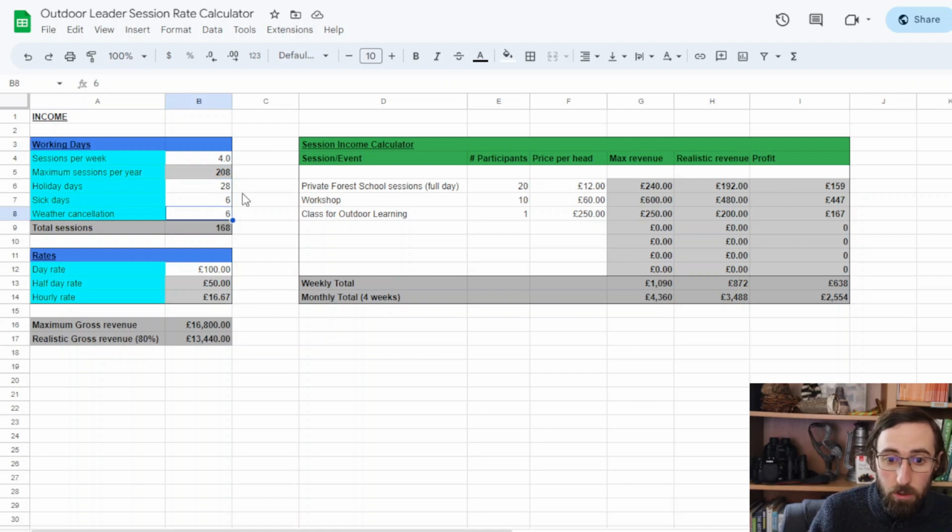Tailor this to yourself. 6 days, if you're a pretty healthy person, is the average number of sick days a year. But we all are out in all weathers, and a lot of us who work with children, you can probably see that increasing a fair bit. But get an average, get an idea, just throw it together.